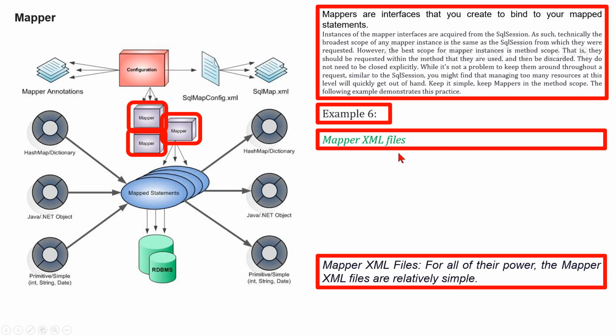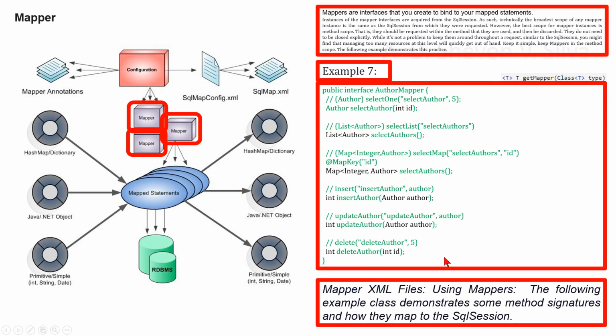Mapper XML files have only a few first class elements, in the order that they should be defined: cache, cache-ref, resultMap, parameterMap, sql, insert, update, delete, select. Now we are considering using mappers in mapper XML files. The following example class demonstrates some method signatures and how they map to the SQL session.